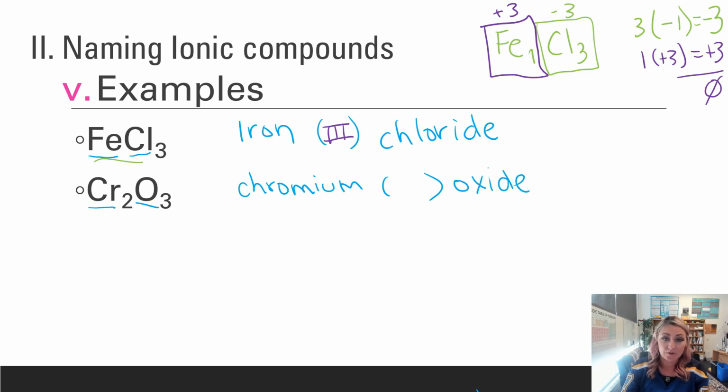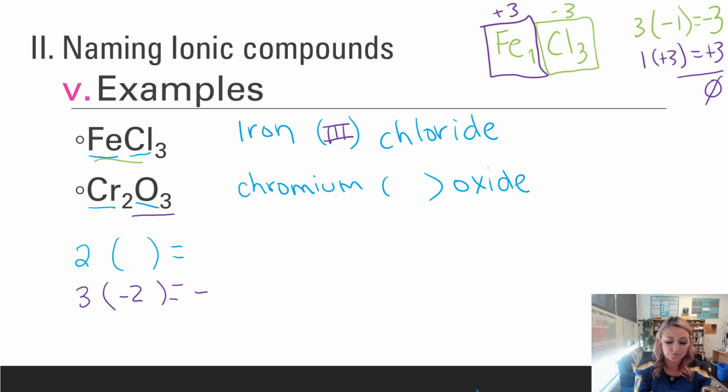Now it's time to figure out what the heck the charge of chromium is. I know that I have 2 chromiums, have no idea what the charge is. And now looking at oxygen, I know I have 3 oxygens. I'm going to use that nonmetal and the charge and the amount of those to work backwards and find out what the charge should be for the chromium. So oxygen is a -2 charge, so 3 times -2 is a -6. I know this needs to add up to 0. So what plus -6 gives me 0?